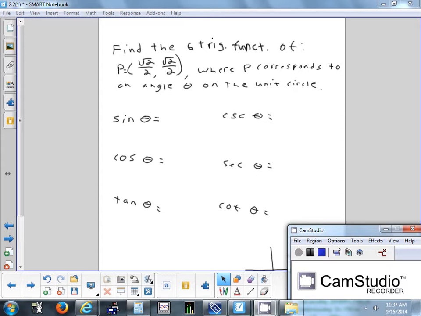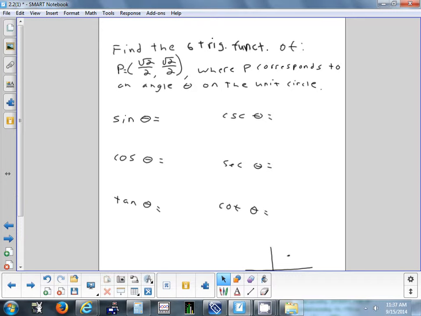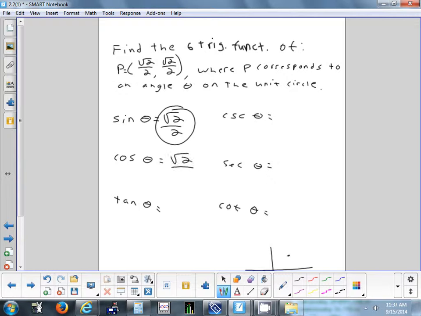All right, so first thing we got to find is the sine. Okay, Michaela, what letter do we use for sine? Y. What's y in this case? Square root of 2 over 2. Yeah, square root 2 over 2. So that's y. Andrew, what's the definition for cosine? X, very good. What's x in this one? Same thing. Root 2 over 2. Okay, and our tangent.